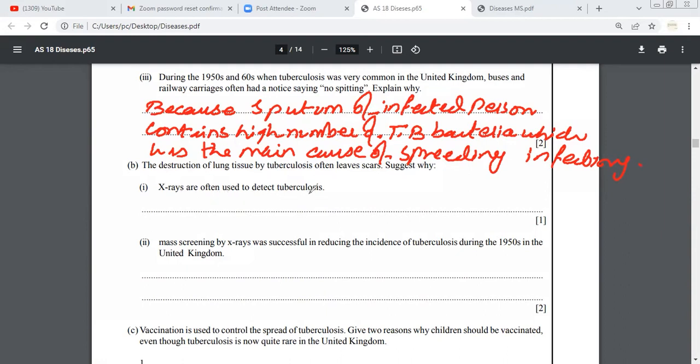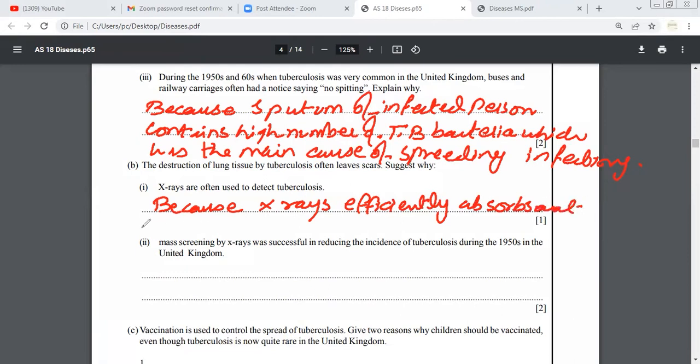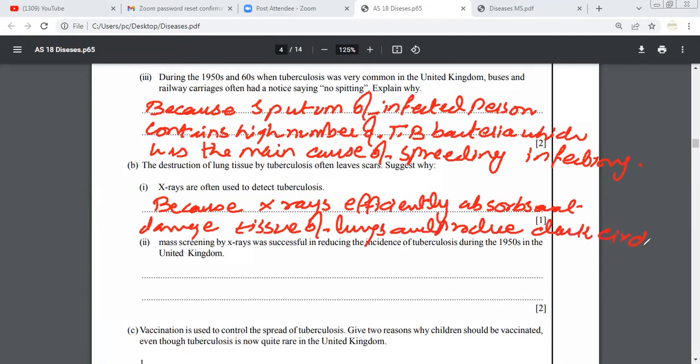X-rays are often used to detect tuberculosis because X-rays are efficiently absorbed at damaged tissue of lungs and produce dark circles where infection was prevailing.